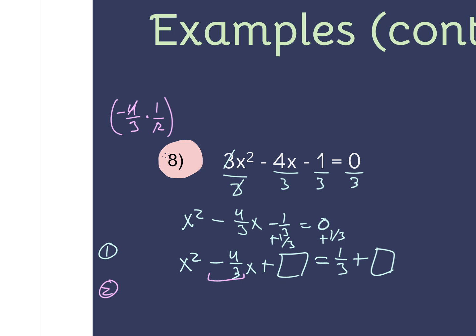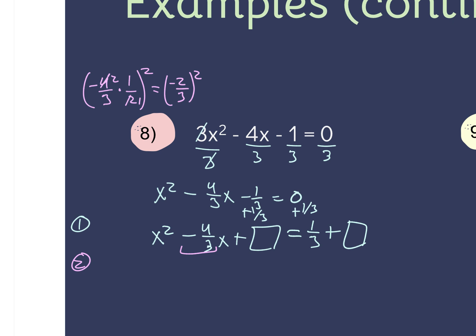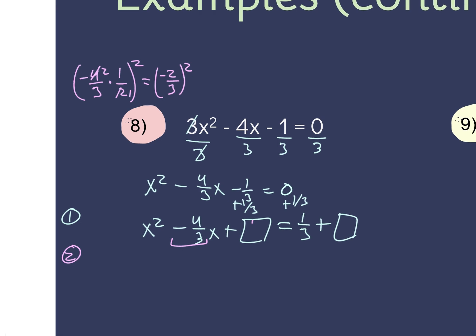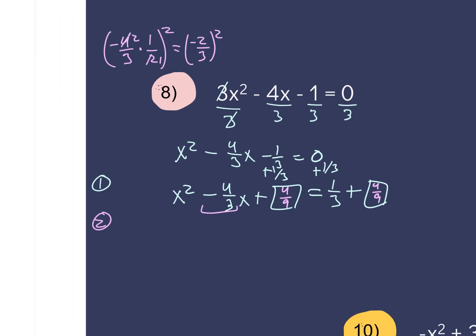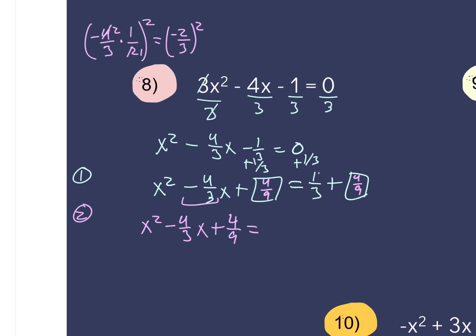Cancel out the 4 and the 2. We get 2 over 1, equals negative 2 over 3. And then we want to square this. Squaring negative 2 over 3 should get you 4 over 9. So add 4 over 9 to both sides. Then we should get x squared minus 4 over 3x plus 4 over 9 equals, and then 1/3 plus 4 over 9, we can multiply the top and the bottom by 3 to get a common denominator. So you get 3 over 9 plus 4 over 9, and I'll add those in the next step.